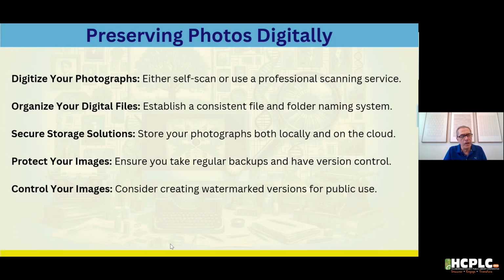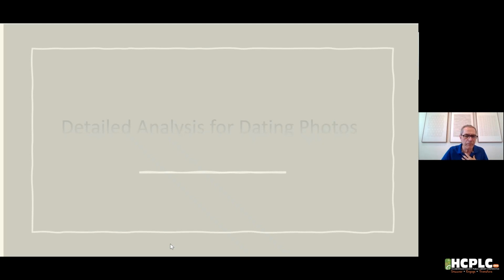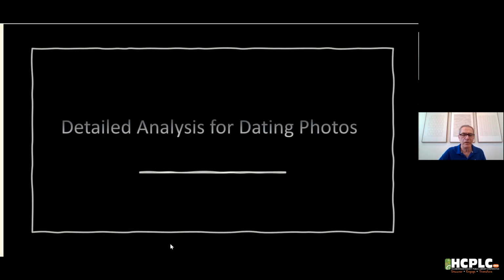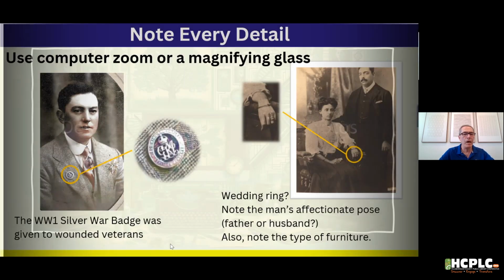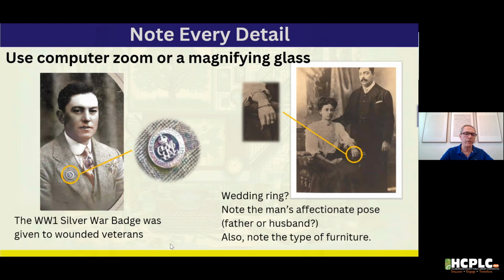Let's talk a little bit about dating the photographs and what we can look at within a photograph to date them. And I'm sorry if my voice is getting a little bit croaky now. So the key part of any photographic examination is to note every detail. It may sound obvious, but sometimes we miss the detail by looking at the big picture, so to speak. So here's a couple of examples.